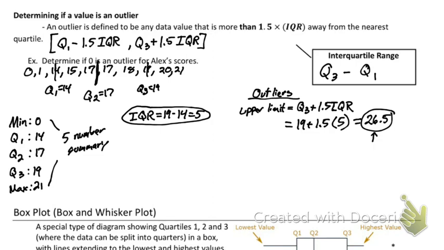So in other words, we have no scores above 26.5. So we're good there.